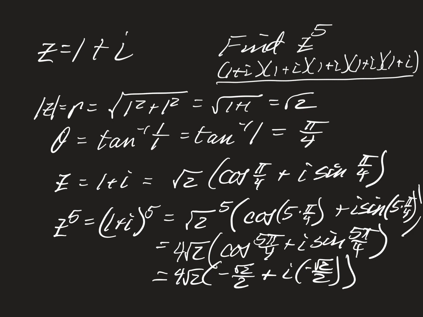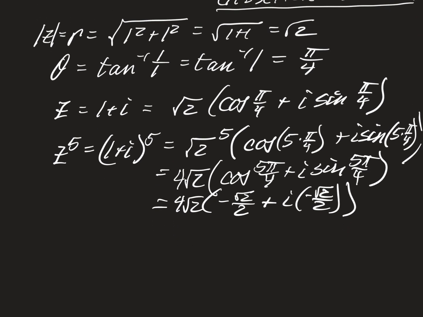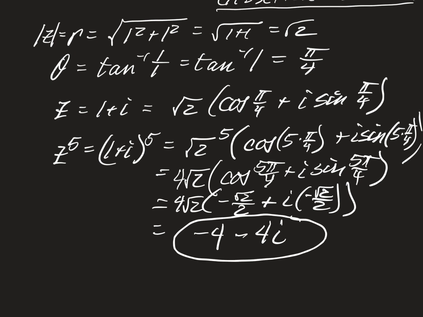All right, and we can then multiply this through. Square root of 2 times square root of 2 is 2. 2 times 4 is 8, so we have negative 8 over 2, which is negative 4. And then we'll have the same thing, a negative 4 times i, so minus 4i. So if you take 1 plus i to the 5th, you will get negative 4 minus 4i.